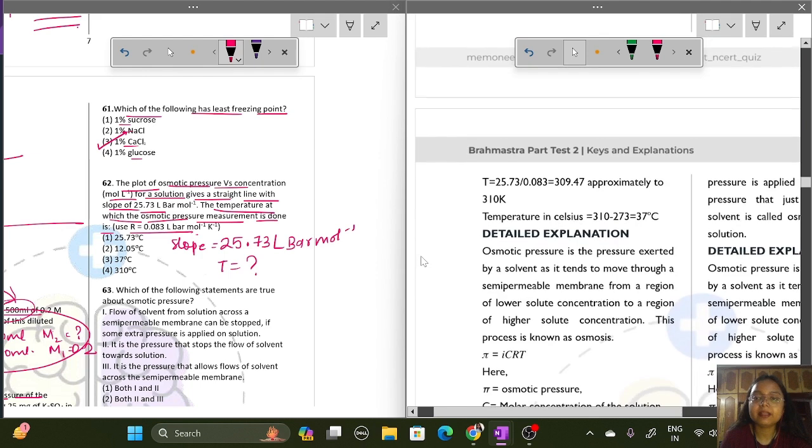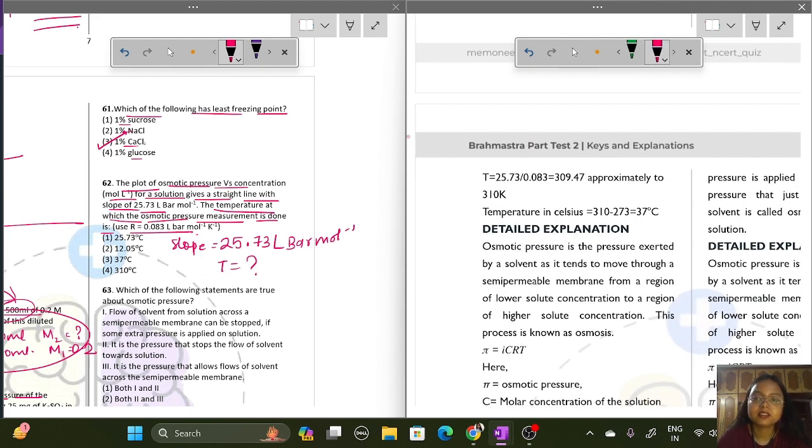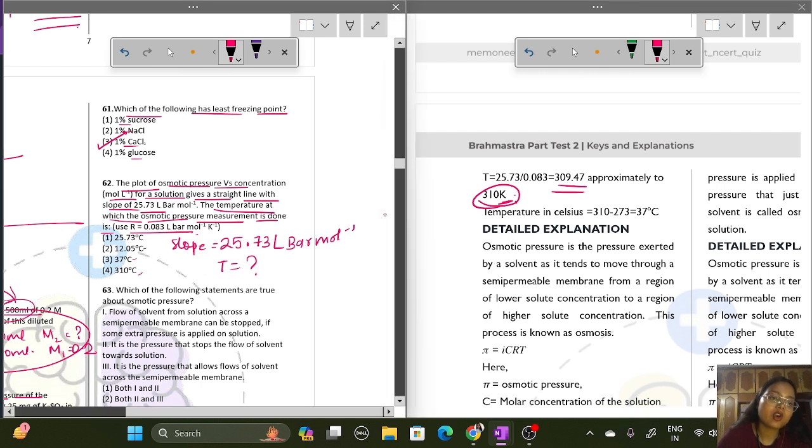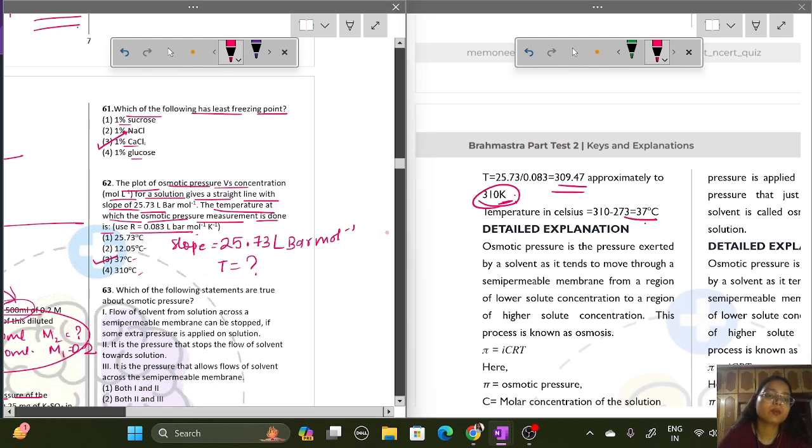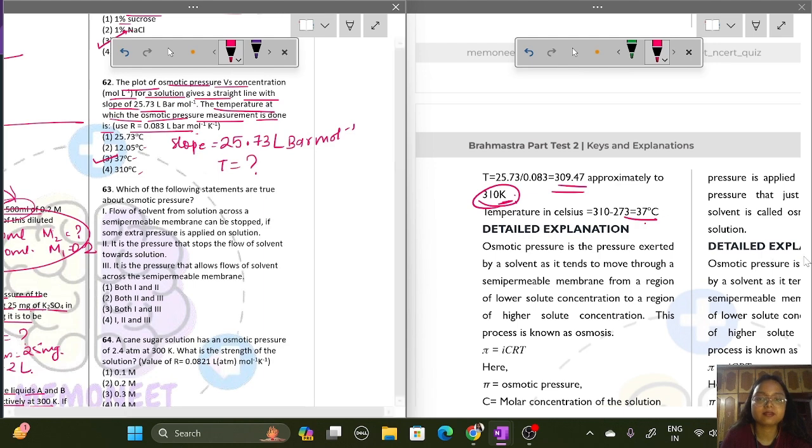So what will be the temperature? It will be 309.47, which is approximately equal to 310 Kelvin. Here it is given in Kelvin and the options are in Celsius, so we just have to convert it into the Celsius scale, which is 37 degrees Celsius. Option number 3 is the correct answer.